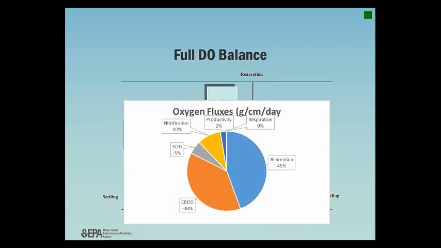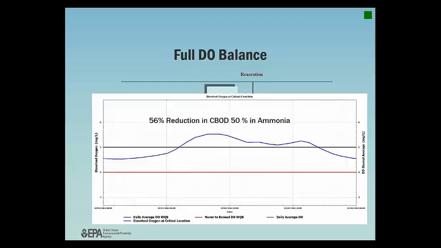When we look at the fluxes now, we can see that productivity is adding 2% of the oxygen to the system, and respiration is just a little less than 1%. As we go forward and we apply our reductions, we'll see that including phytoplankton, our reductions in BOD went from 63% to 56%, and our ammonia reductions went from 38% to 50% to meet the water quality standard. In this case, the most critical water quality standard was the daily average 5 milligrams per liter. Clearly, it made the 4 milligram per liter instantaneous value quite easily.